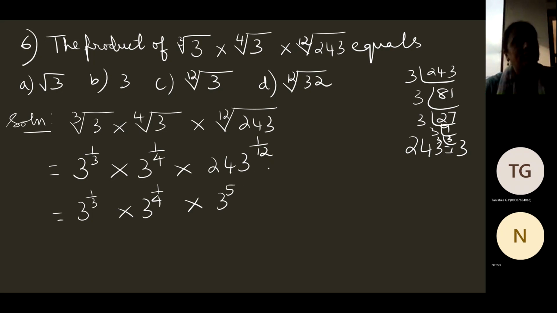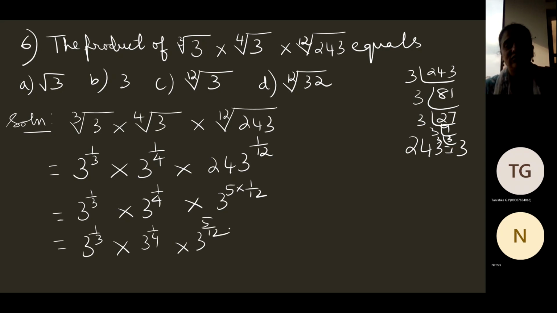And there's already a power 1 by 12. What do you do? You multiply the powers. There's already that 1 by 12 there, so into 1 by 12. 243 is 3 to the power 5, but there's already the power 1 by 12. So multiply the powers: 5 into 1 by 12. So this is 3 to the power 1 by 3 into 3 to the power 1 by 4 into 3 to the power 5 by 12.